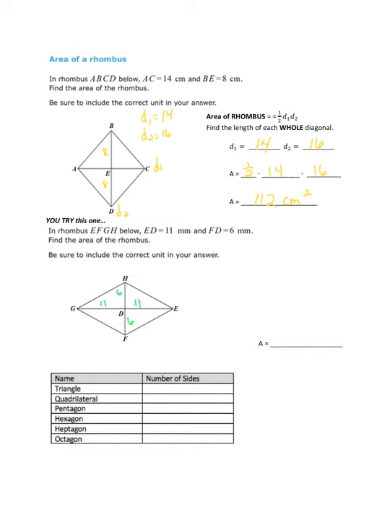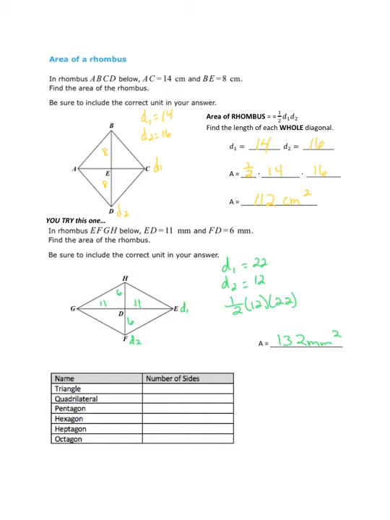So I'm going to make EG diagonal 1. I'm going to make FH diagonal 2. It doesn't matter which one is 1 or 2 because you're multiplying them. So D1 is 22, D2 is 12. So my formula, 1/2 times 12 times 22. Oh, and I think that's 132. 6 times, yeah, 132 millimeters squared. Okay, remember your properties of diagonals.